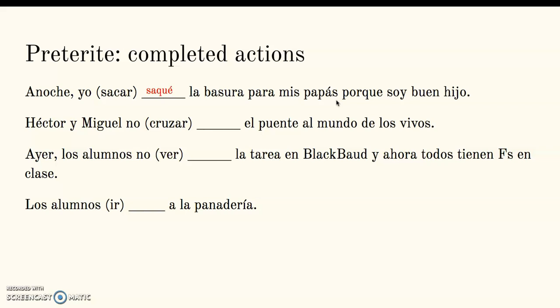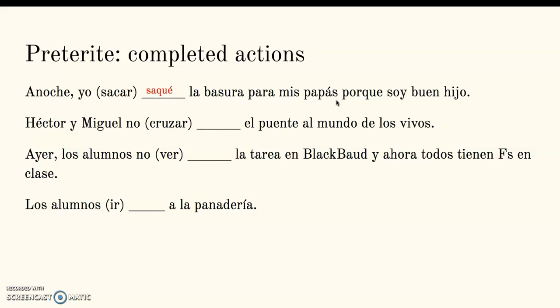And I know this was a weird example because it doesn't actually follow the rules in the last slide, but if there are verbs that end in car, gar, zar, so C-A-R, G-A-R, or Z-A-R, they end slightly differently. So I know this was a little bit of a confusing example and a little bit advanced, but the point of this example was that you need to know that "I took out the trash" was a completed action, and therefore the verb should be conjugated in the preterite tense.